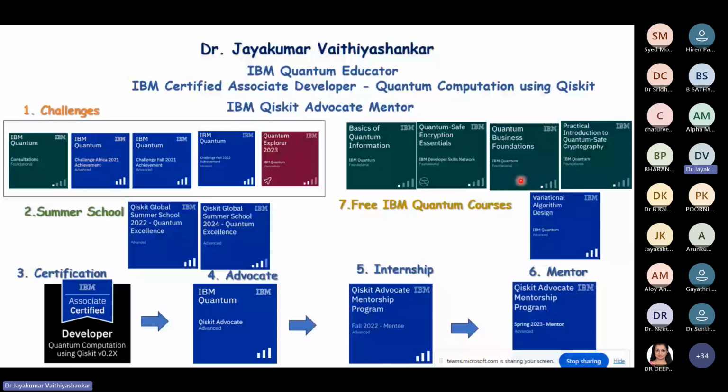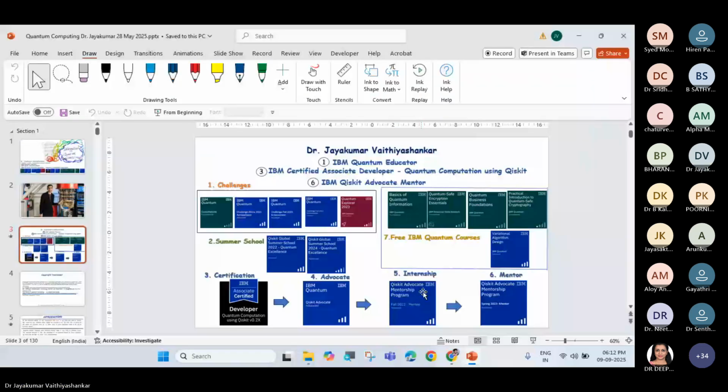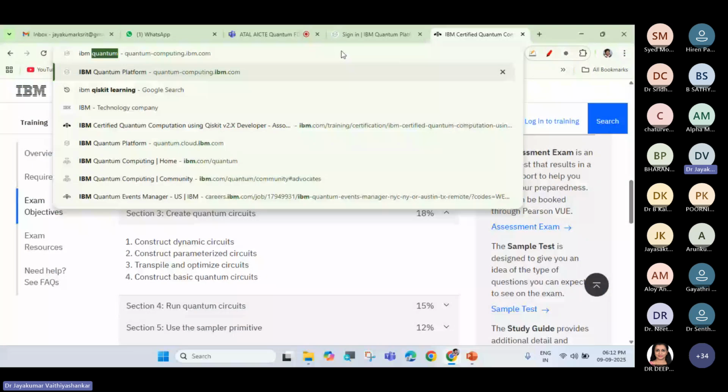Okay. If you're interested in quantum machine learning, you can look for variational algorithm design. I'll share that link with you if you're interested. So Google IBM quantum learning.